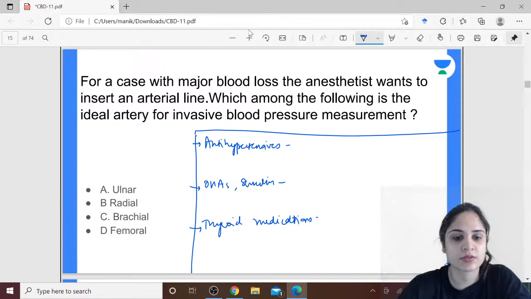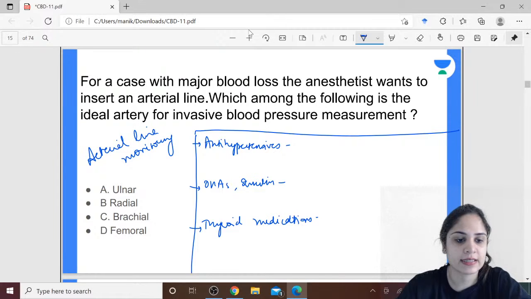Alright, so what is the answer to this, guys? If you want to use an artery for invasive blood pressure monitoring, we say arterial line monitoring. If you want to use an artery for arterial line monitoring, what is the answer for it? Okay, Manoj is saying radial artery. Any other answers? Alright, so radial artery is absolutely correct. Okay, why do we prefer radial artery intraoperatively?